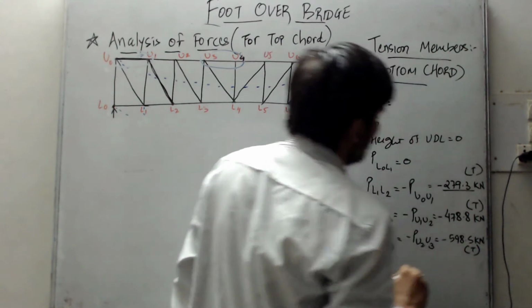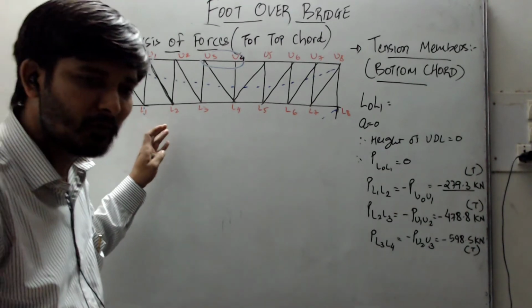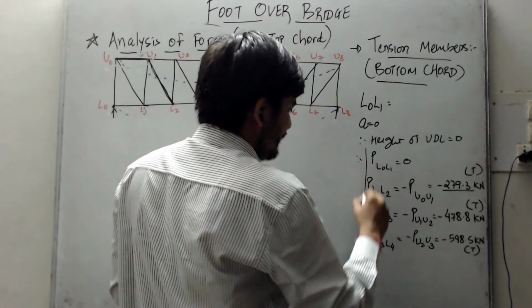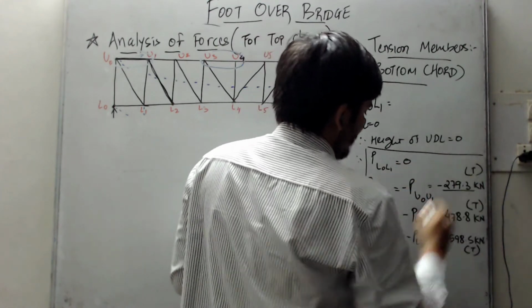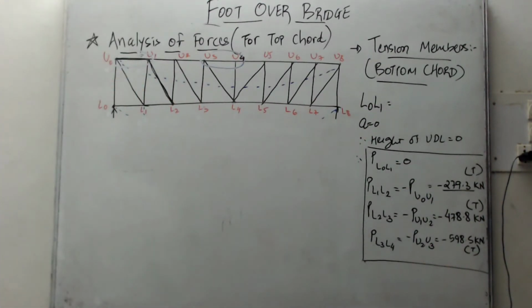So this is how you calculate the forces in the bottom chord, that is the tension members, right? These are all under tension. Next we are going to calculate the forces in the vertical members. That we will see in the next session, right?